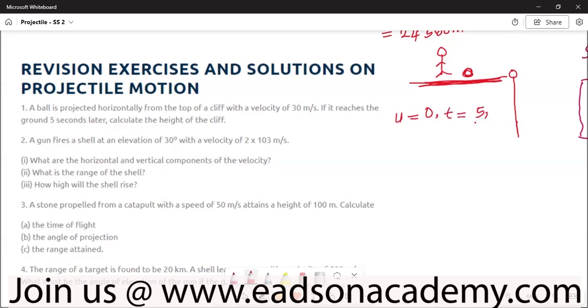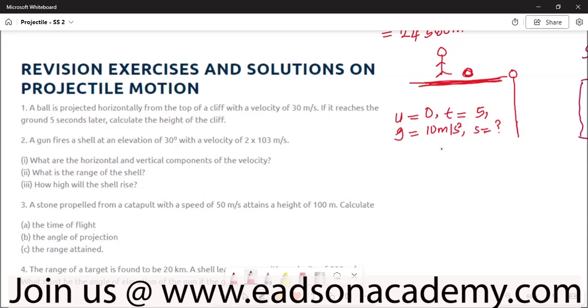T is 5. And then, of course, it's under the influence of gravity. So g is 10 meters per second square. We have to find the height of the cliff, which is the distance that the ball has traveled from the top of the cliff to the ground.